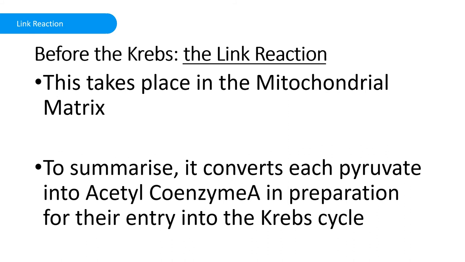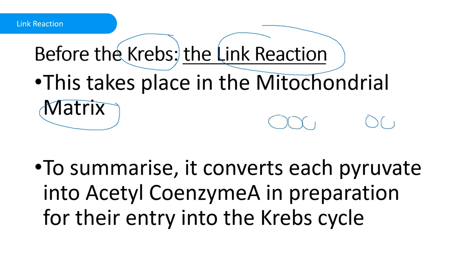Before the Krebs cycle, this is the sort of stage where you see it added in some sources but not others, and joined with the Krebs cycle. Before the Krebs cycle starts, we have to have something called the link reaction. It takes place in the mitochondrial matrix, which is the inner part of the mitochondria. So to summarise, it converts each pyruvate, so remember those 2 3-carbon molecules that we ended up with, into acetyl coenzyme A. That's not to be confused with acetylcholine in terms of the neurotransmitter in muscles. Acetyl coenzyme A in preparation for their entry into the Krebs cycle.